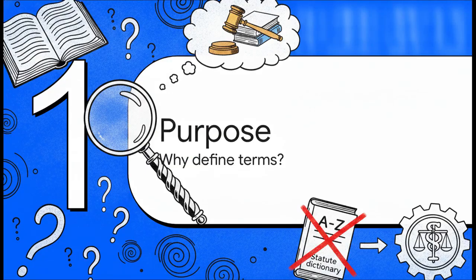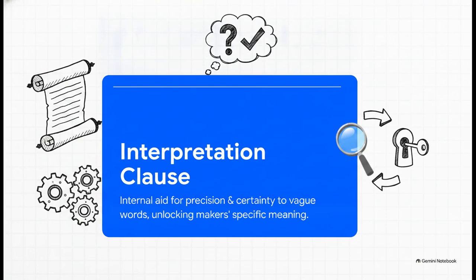Starting off with Section 1, the true purpose of interpretation clauses. You might be wondering, why can't a judge just grab a standard Oxford dictionary and read the law? Well, because statutes are incredibly complex edicts. An interpretation clause is built in to avoid really cumbersome repetitions throughout a massive legal document. But more importantly, it locks in the legislature's true intent. It's basically an internal tool providing absolute precision to words that might otherwise be kind of vague in everyday conversation.